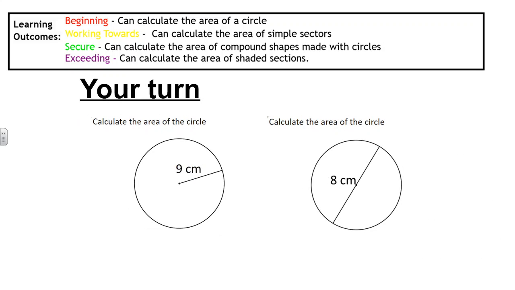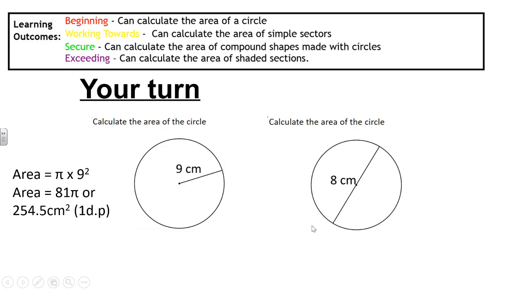Okay, here are 2 questions I'd like you to have a go at. Can you press pause now and then press play when you're ready to check your answers? Right, answers for these 2 questions.